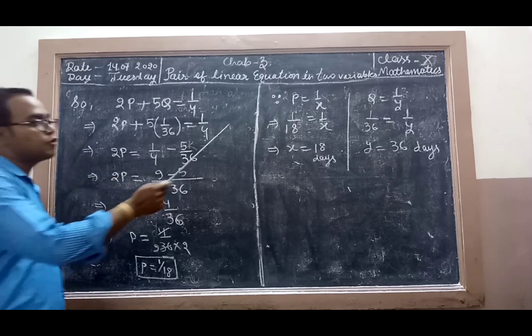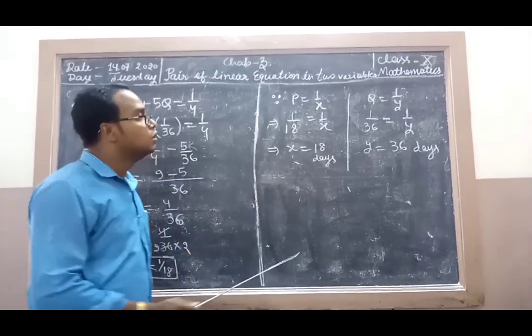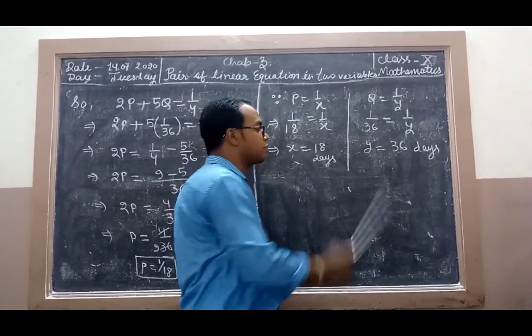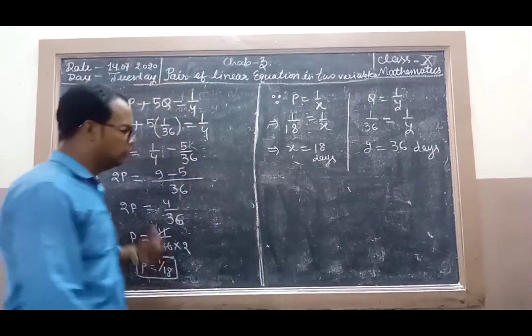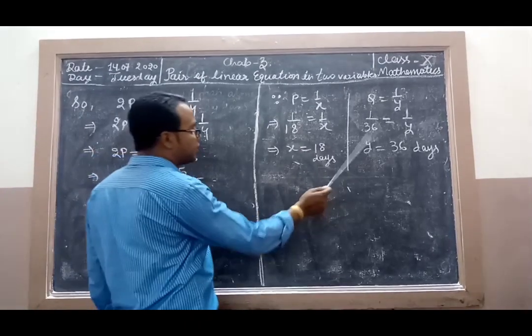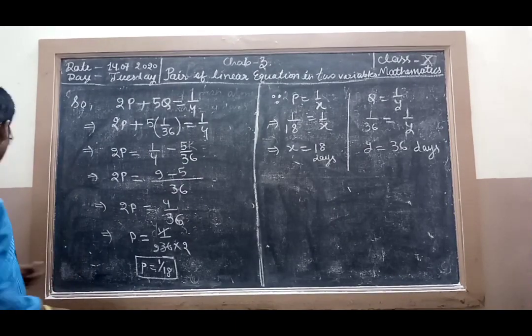Since p equals 1 upon x, 1 upon 18 is equal to 1 upon x, so x equals 18. q equals 1 upon y, so 1 upon 36 equals 1 upon y, y equals 36 days. So one woman alone can finish the work in 18 days and one man alone can finish the work in 36 days.